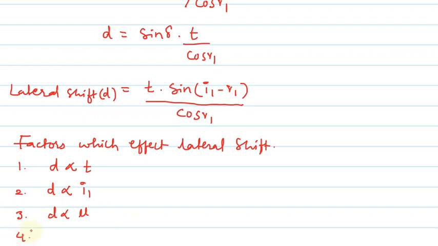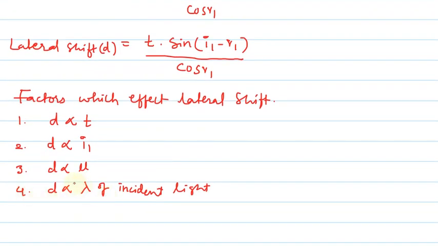And the fourth factor on which lateral shift depends is that lateral shift is inversely proportional to the wavelength of incident light. So we can represent inversely proportional as 1 upon lambda. Inversely proportional means greater the wavelength, lesser the lateral shift.